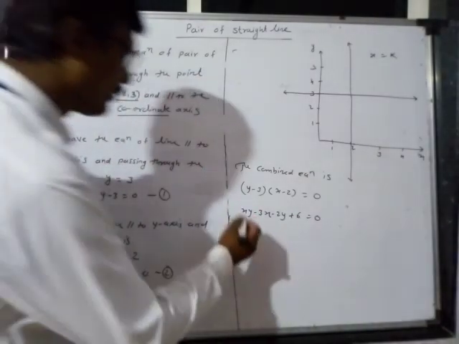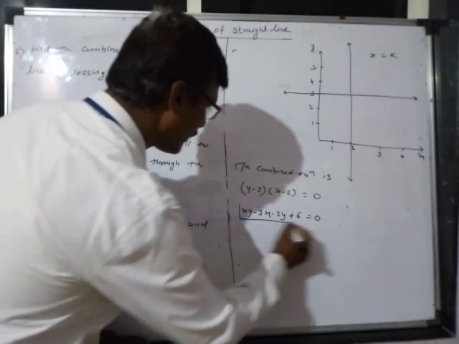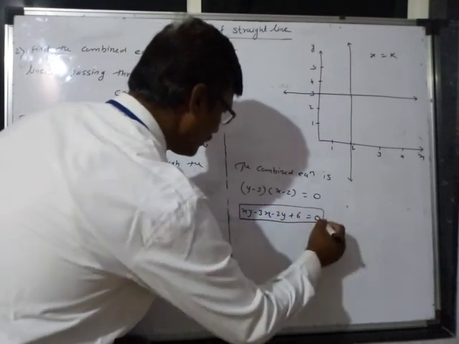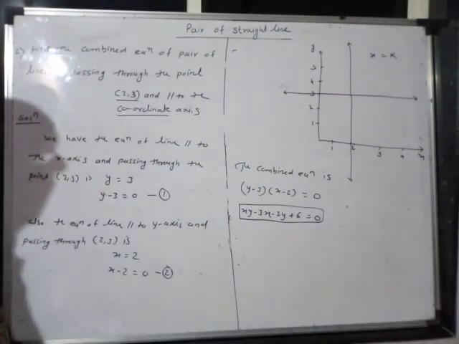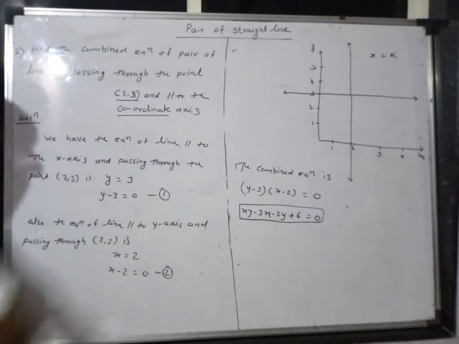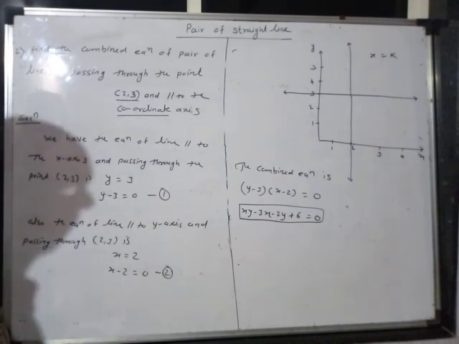So this is the required equation, combined equation of the lines which are passing through the point 2 comma 3 and parallel to the coordinate axis.